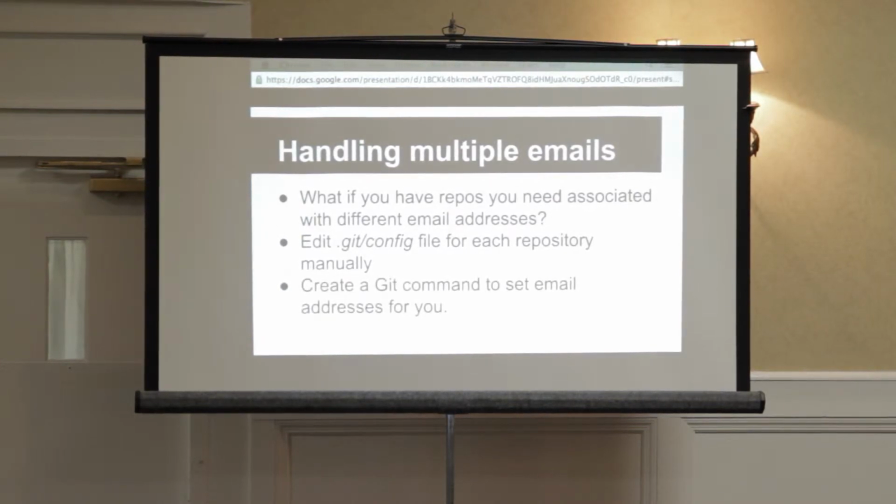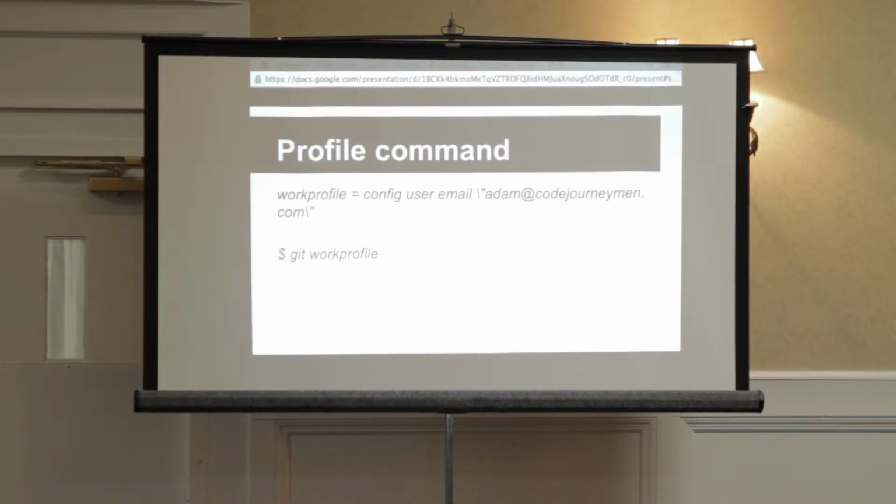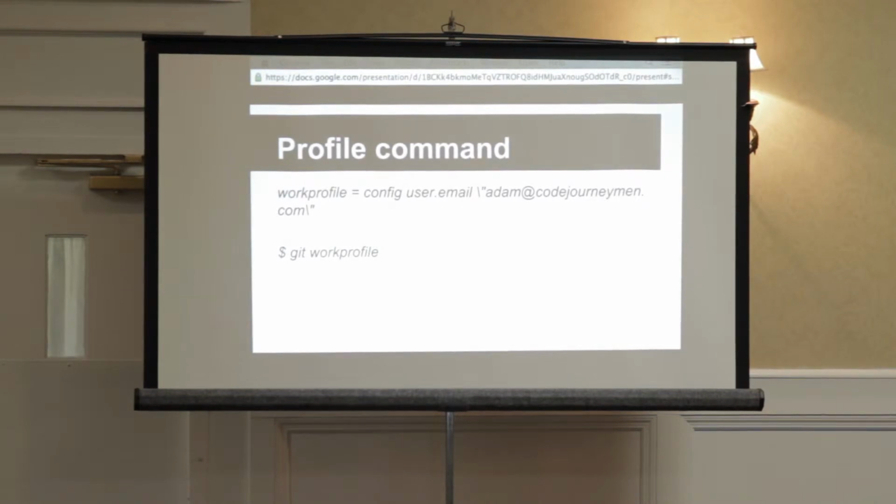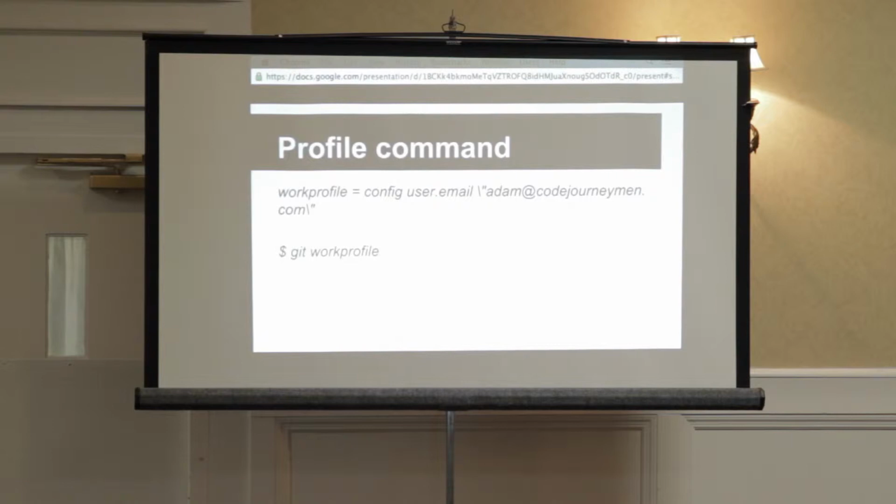Or we can create a git command that will set the email address for you within the local config for that repository, making it repo specific as well. And to do that, it's just a matter of setting up a git alias inside the git config, and we call config user.email, giving it the email address we want. Then inside any repository that we want to have that email address, we just say git and our aliased command, and it will handle everything for you.